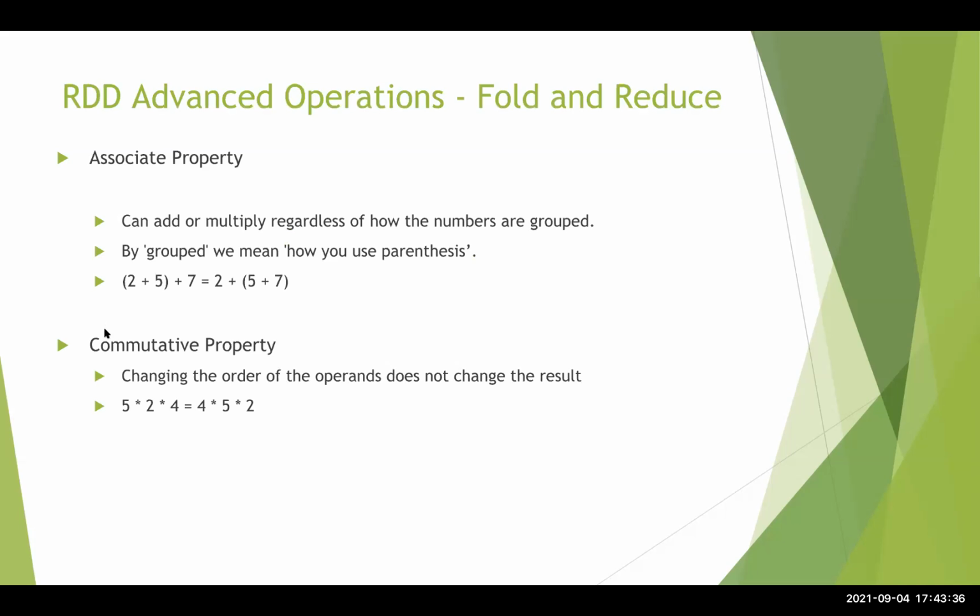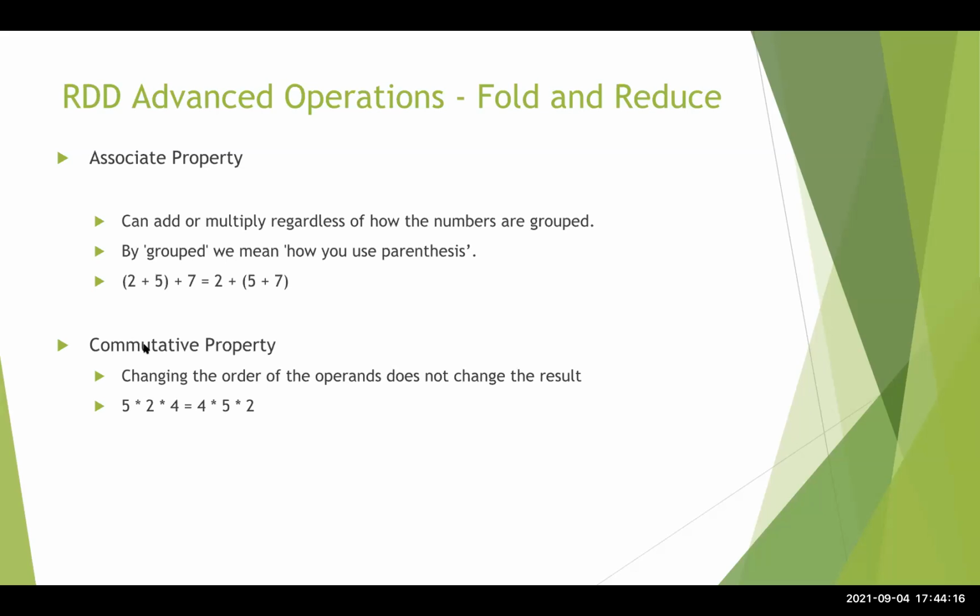We discuss associative property and commutative property. The associative property, like the name itself says, associate. How do you associate in mathematics? By putting brackets. So you can add or multiply regardless of how the numbers are associated or grouped. By grouped, I mean how we use parentheses. So associative property is true if putting the brackets across any pair gives the same result. For example, 2 plus (5 plus 7) is the same as (2 plus 5) plus 7. So this is associative.